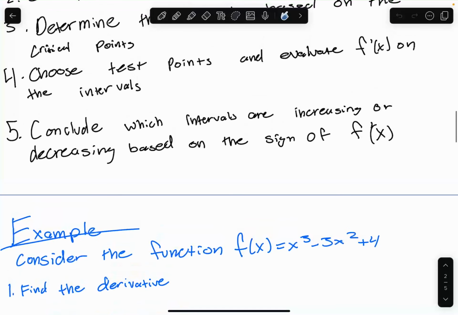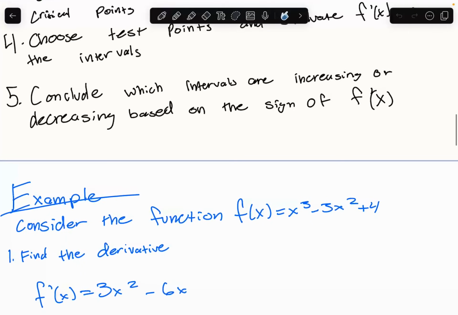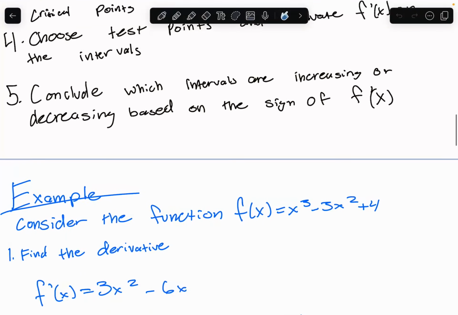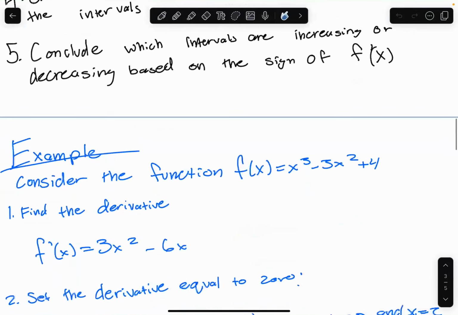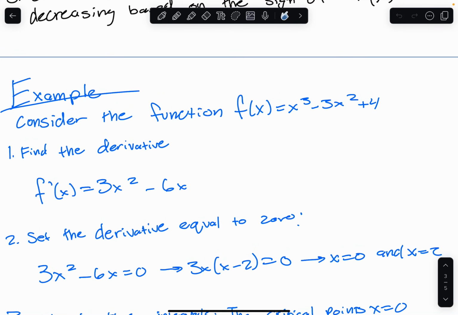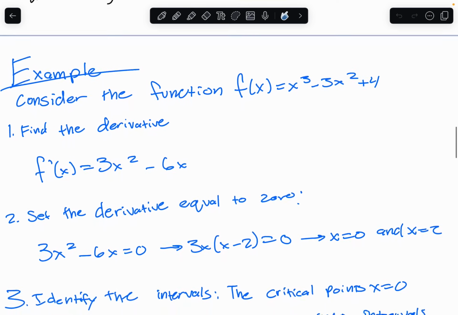So let's move into a little bit of an example now. Consider the function x cubed minus 3x squared plus 4. We are going to apply the steps that we just went over to this equation. First we find the derivative. That would be 3x squared minus 6x. Now, like we set up here, to find our critical points, we set our derivative equal to 0. I've done that there on step 2, and this gets us the critical points of x equals 0 and x equals 2.